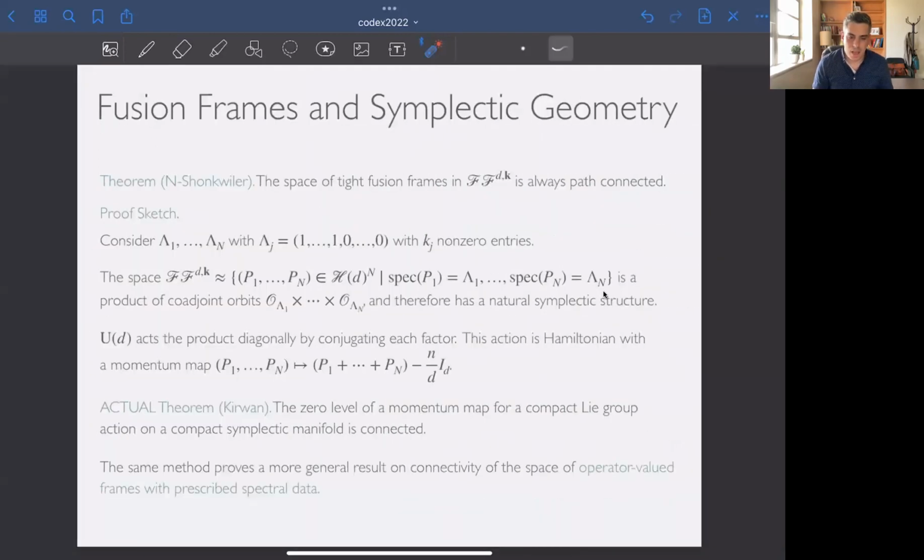And so really, this is a special case of the real theorem in this paper. We prove something in a lot more generality: we get a connectivity result for operator valued frames with prescribed spectral data. And this is one example of that.